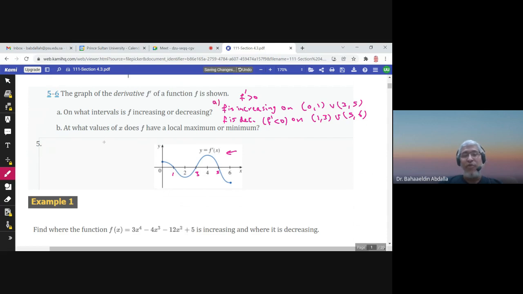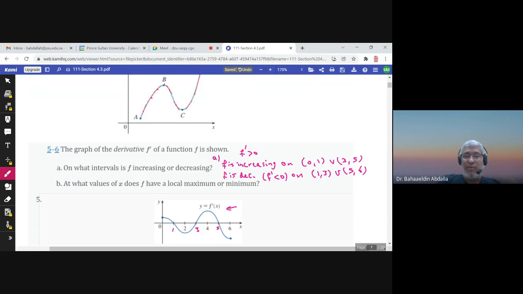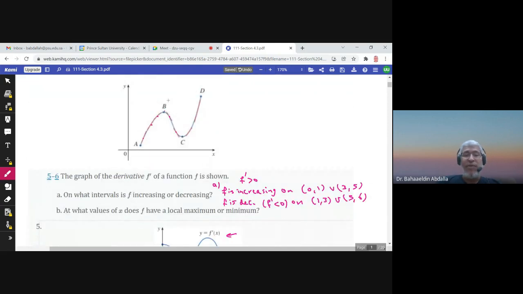Part B: at what values of x does f have a local maximum or local minimum? Look here. What about b? B is a local maximum. C here is a local minimum. Why is b a local maximum? Because the function was increasing and then decreasing. Whenever the function is increasing, then decreasing, we will have a local maximum, while if the function is decreasing, then increasing, we will have a local minimum.